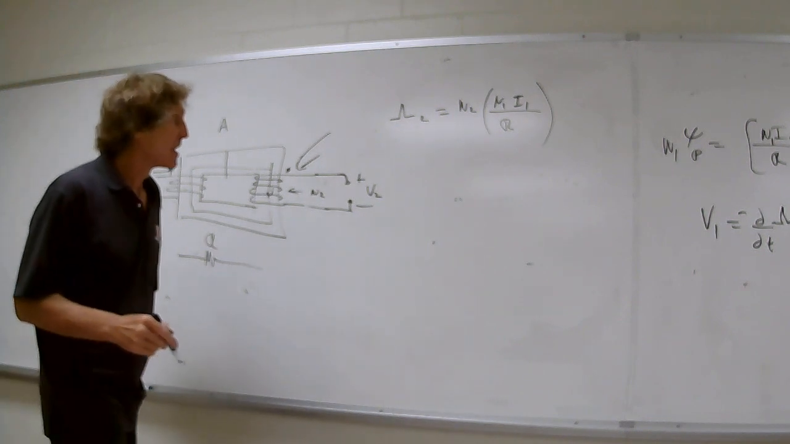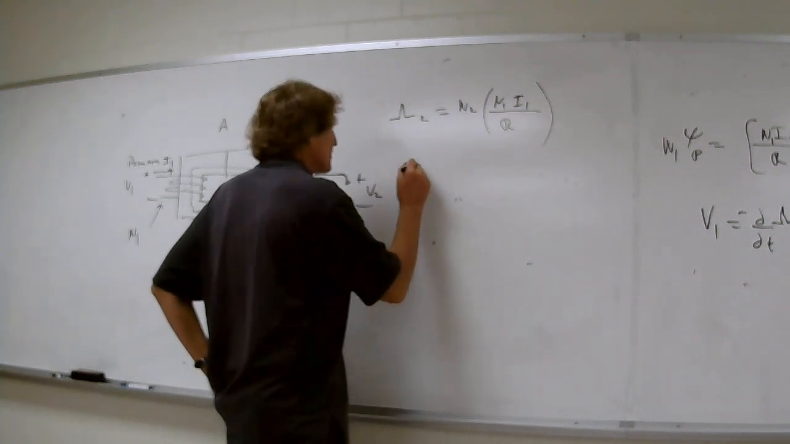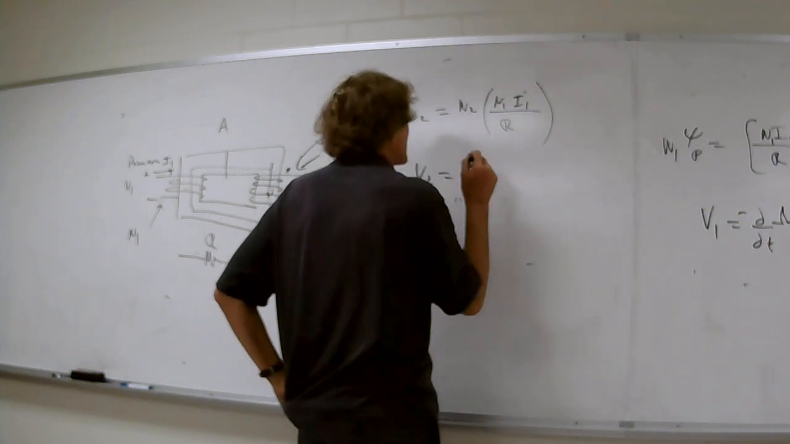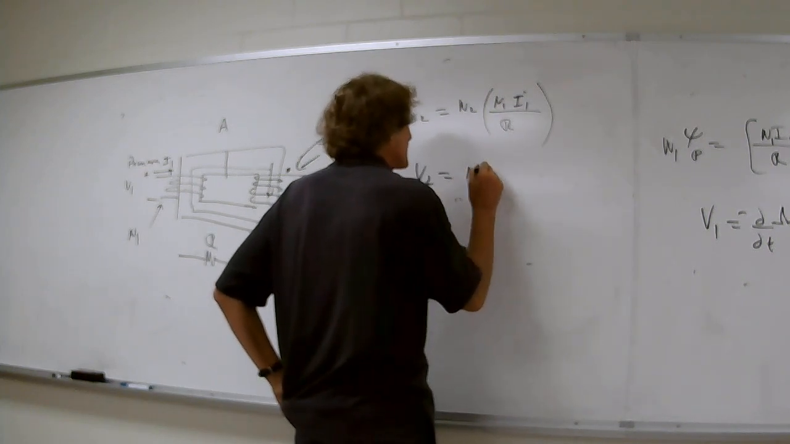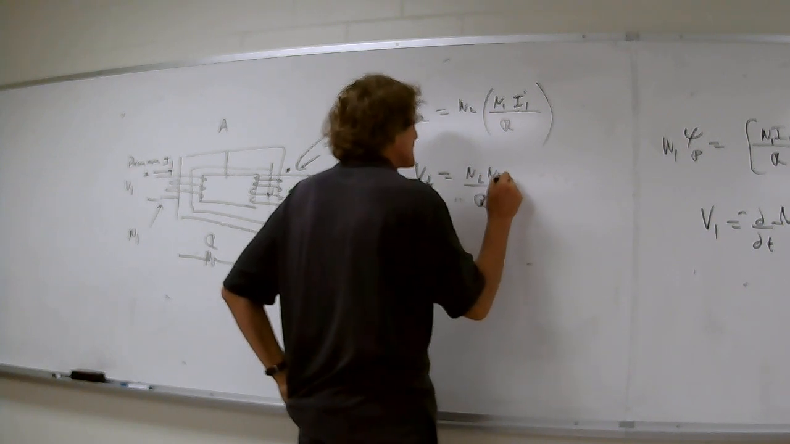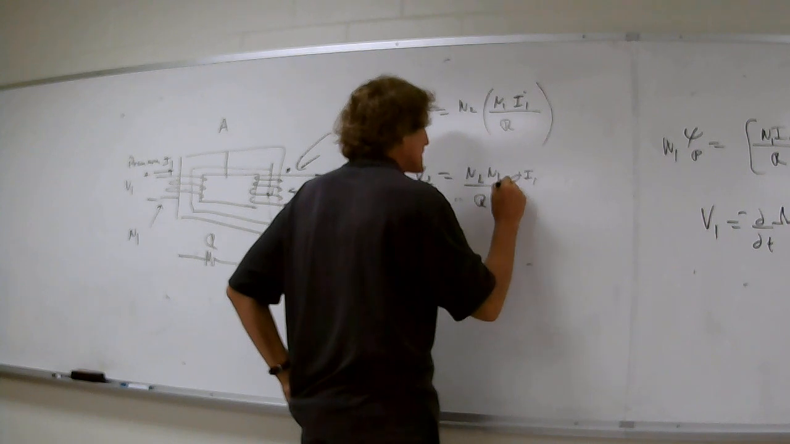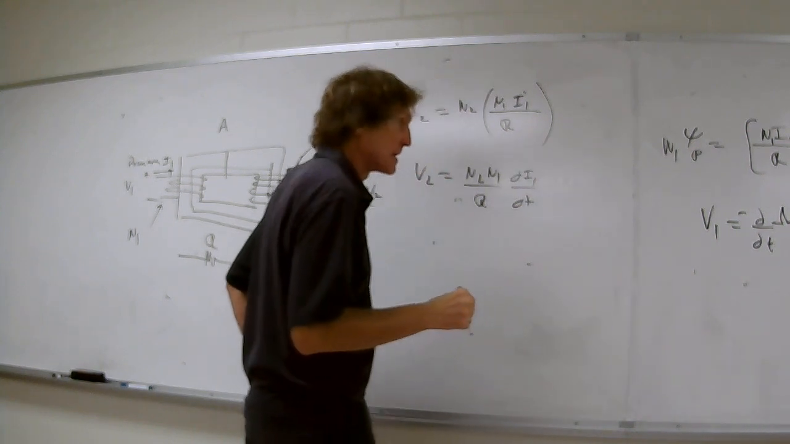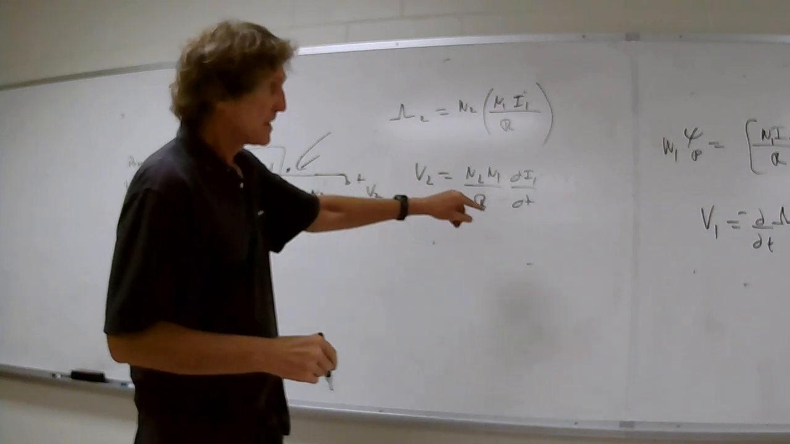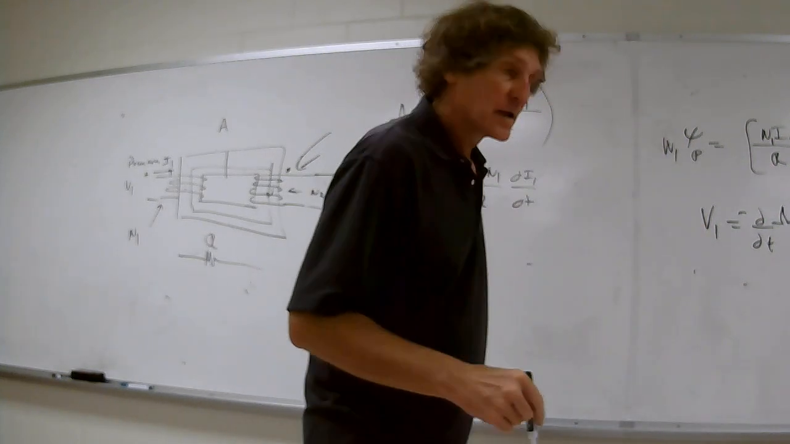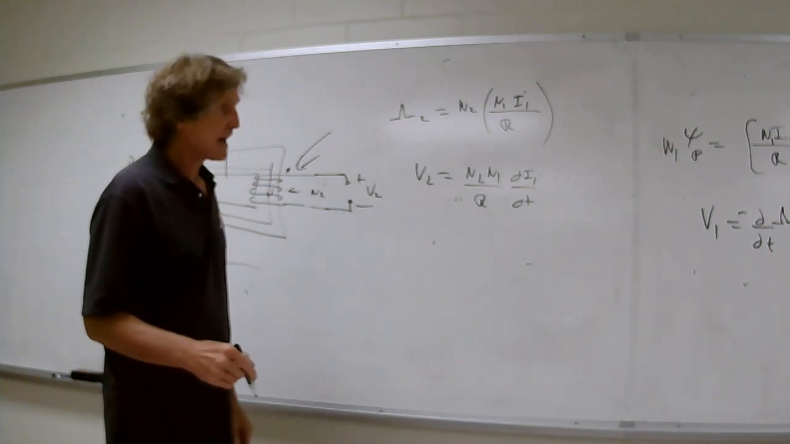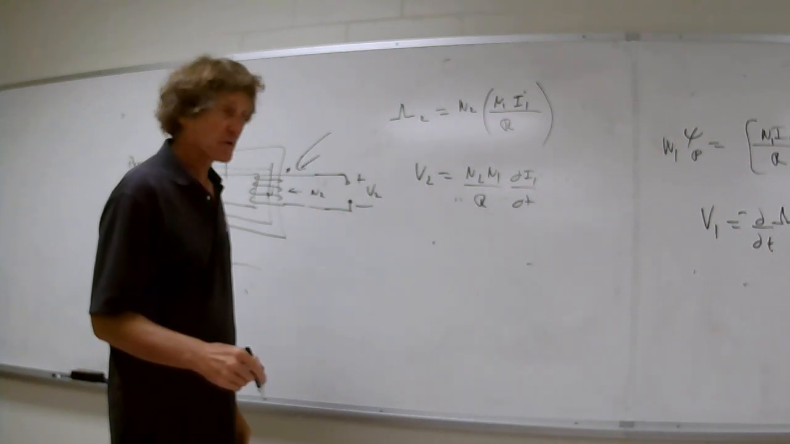Yes. All right. Therefore, V2 would be the time derivative of that. There's I1 here, so it's going to be N2 N1 over the reluctance times dI1/dt. And now you can see something. Here's V2, here's V1. And if you take a look at these things, you'll notice dI1/dt appears in both of them. You all with me? Yes.